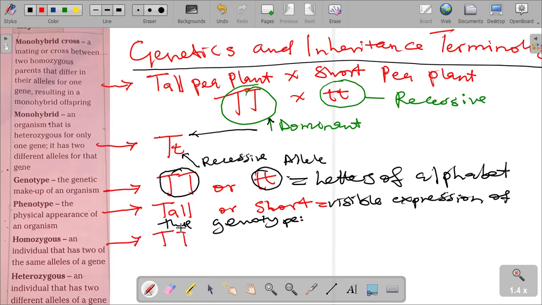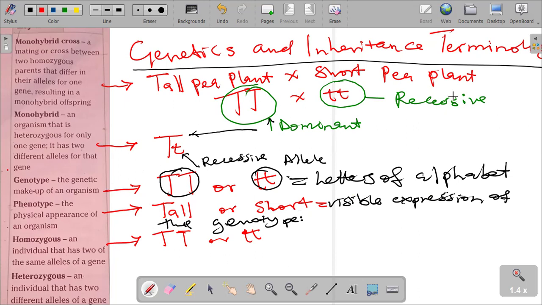which can be homozygous T dominant, or we can have homozygous t recessive, homozygous short. So homozygous can be either dominant or recessive. Both scenarios represent homozygous.